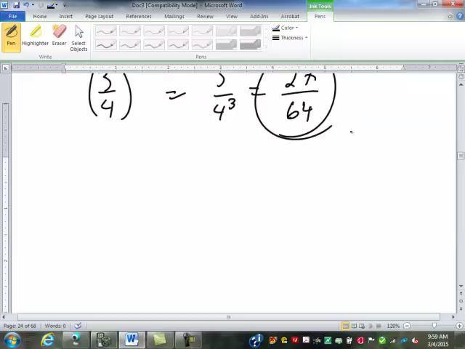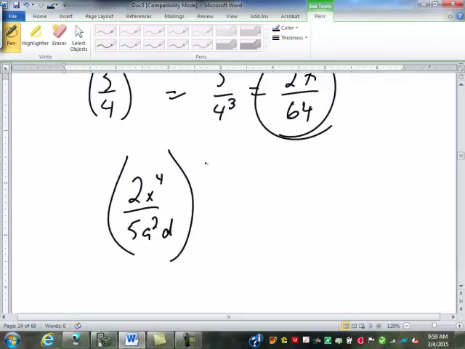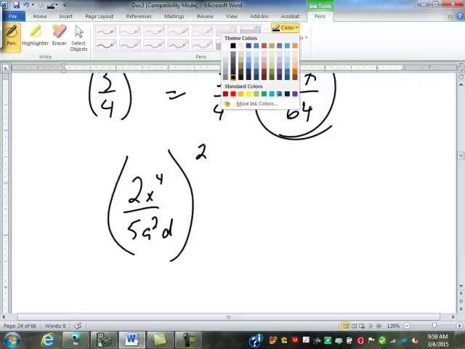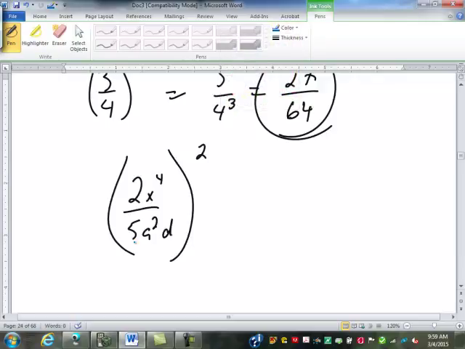Number 31: 2x to the 4th over 5a squared d, all squared. There's nothing we can simplify inside the parentheses. We can't combine anything in that fraction. So everything's going to get taken to the power of 2.